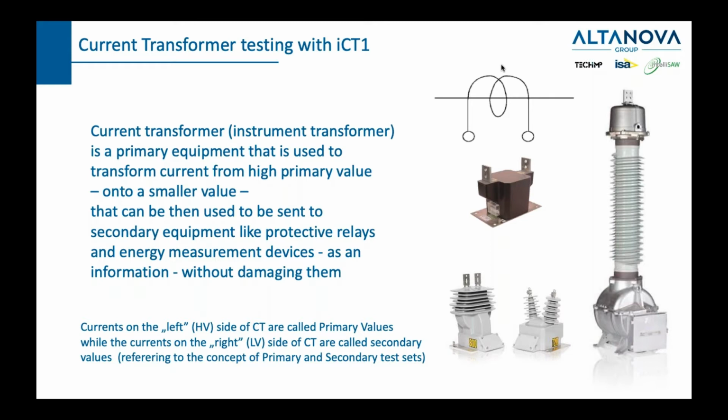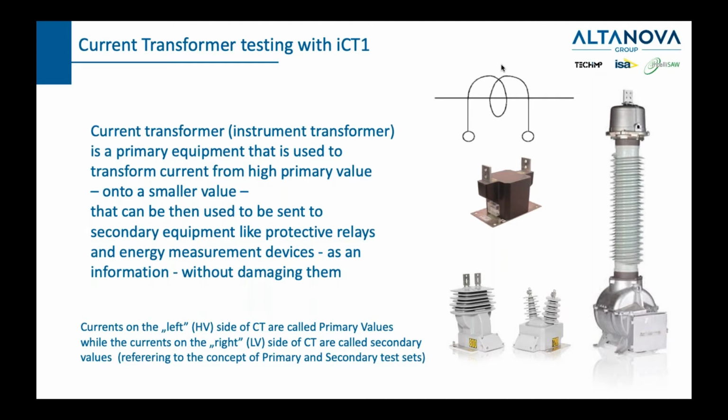Let's say the currents on the left or high voltage side of the CT are called primary values, while the currents on the right or low voltage side of the CT are called secondary values, referring to the concept of primary and secondary test sets. A primary test set would be a test set which is generating higher currents and maybe voltages also. The secondary would be the one which is generating lower currents and voltages. The primary test set would be the one which imitates currents and voltages which come to the high voltage side of the CT, while a secondary test set will be imitating the currents or voltages coming from the low voltage side of a CT.